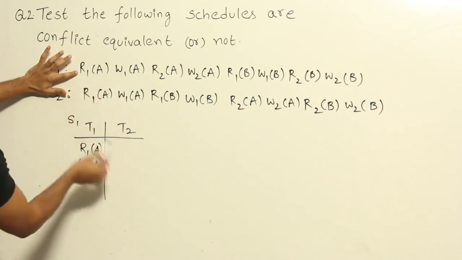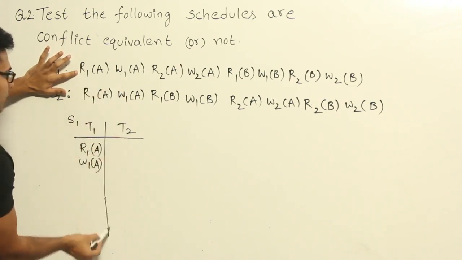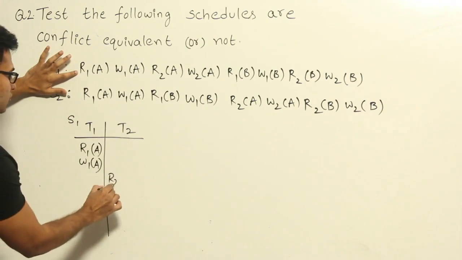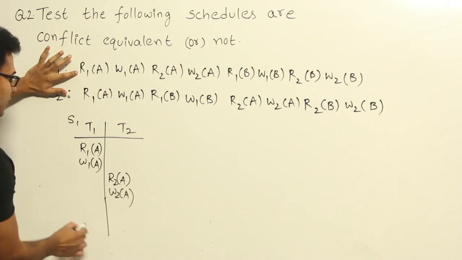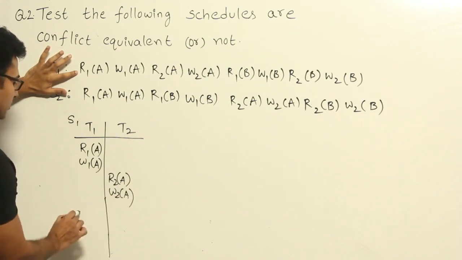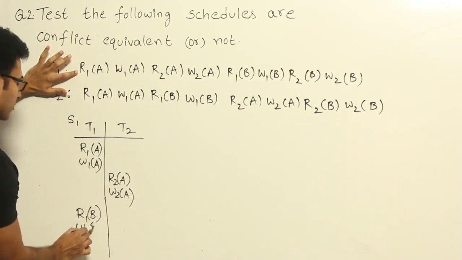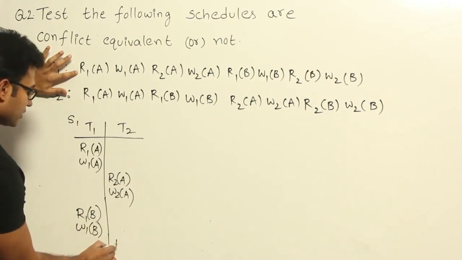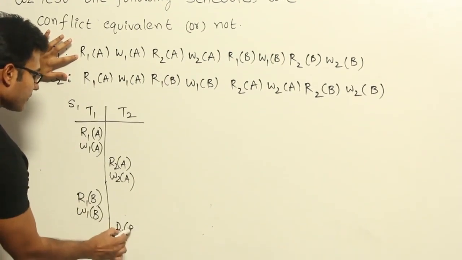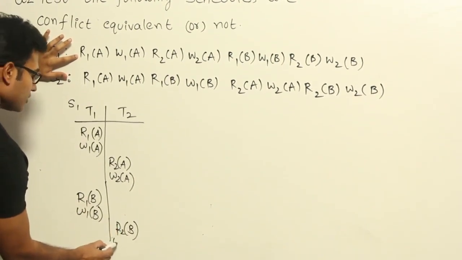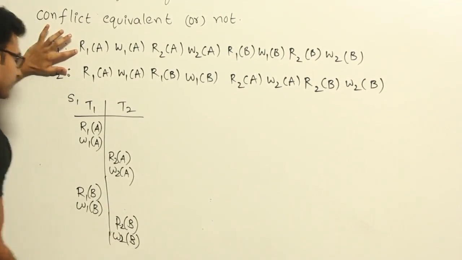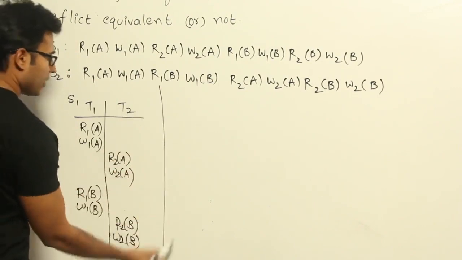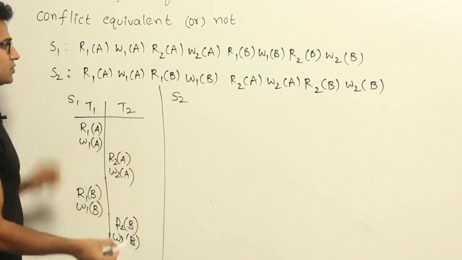Since the ones are there, I am writing them on one side, and on the other side R2 of A is there and W2 of A, and then again here there is R1 of B and W1 of B, and on the other side there is R2 of B and then W2 of B, right?